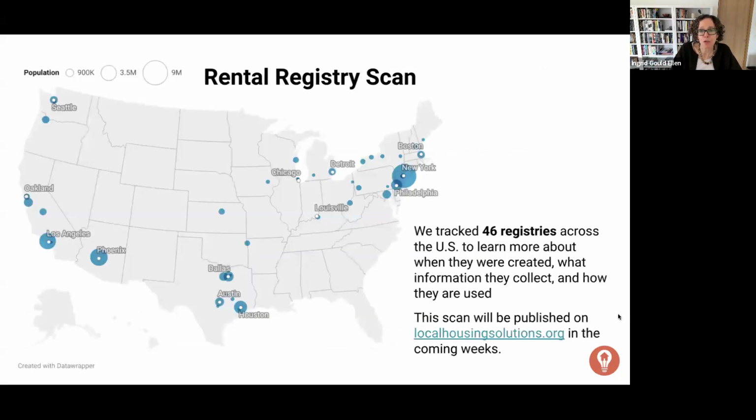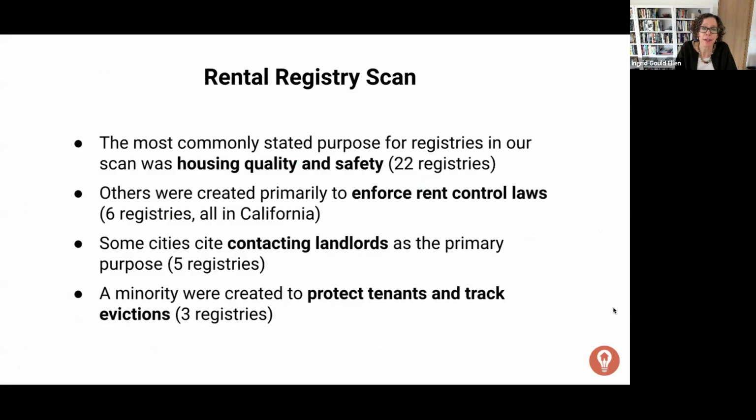So recently, our team did a scan of rental registries across the United States, and studied 46 of these rental registry ordinances around the country. We will publish that soon. I'm sure we will let you know, Claudia. We will let everybody know when that's published in the next couple of weeks. But we learned a lot from doing this. And if you can go to the next slide.